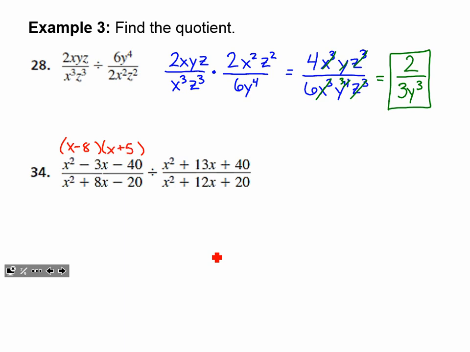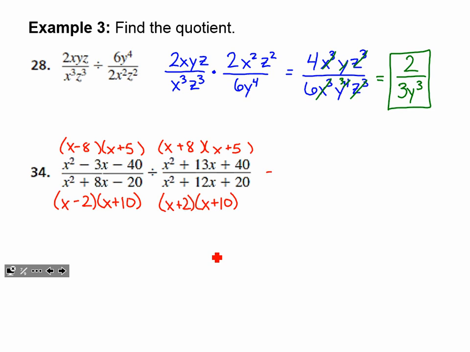All right, so first, if I factor this trinomial, I get x minus 8, x plus 5. We should be pretty good at doing basic magic number factoring by now. And I get x plus 8, x plus 5. When I factor that second numerator, I get x, well, let's see, what would that be? Minus 2, x plus 10. And I get x plus 2, x plus 10.